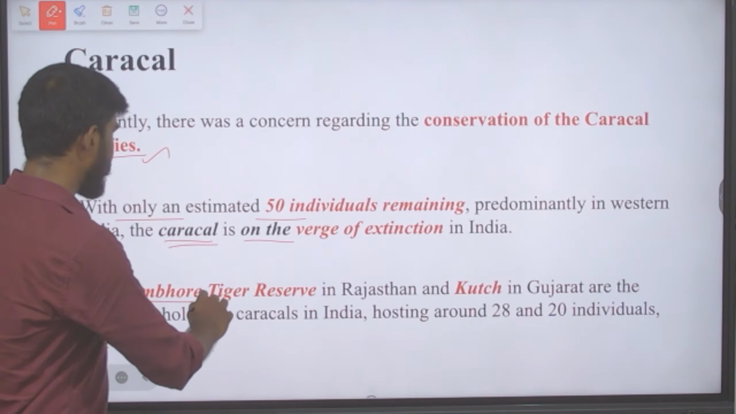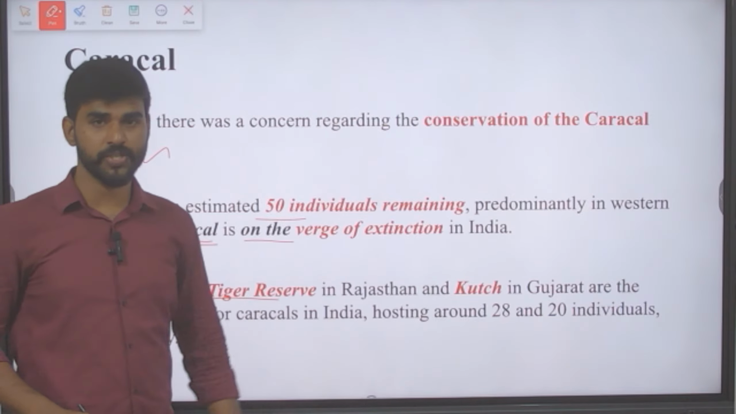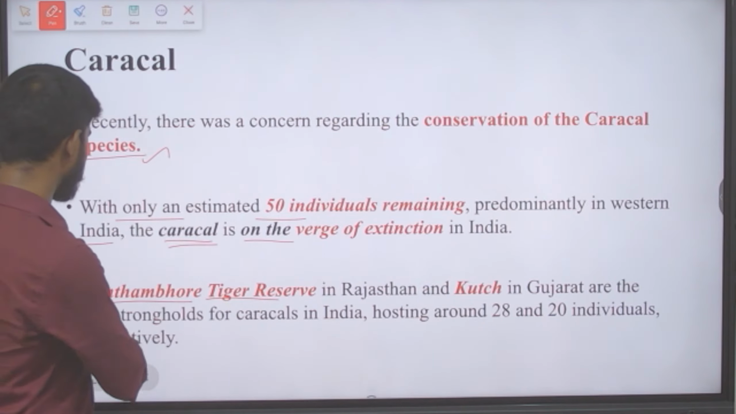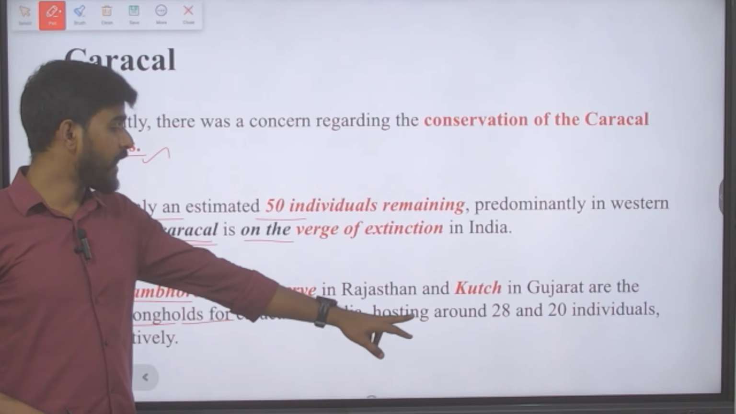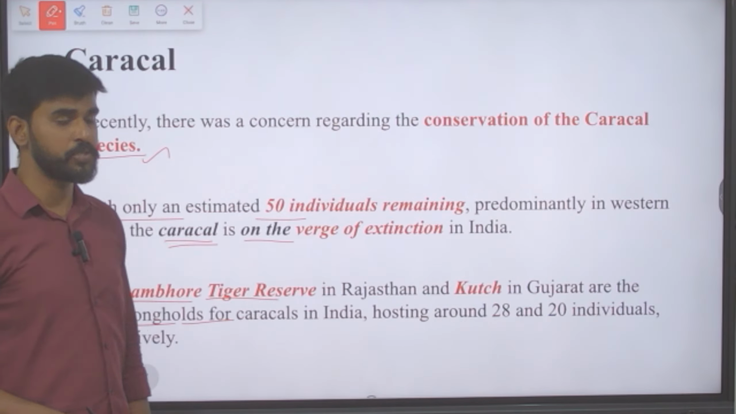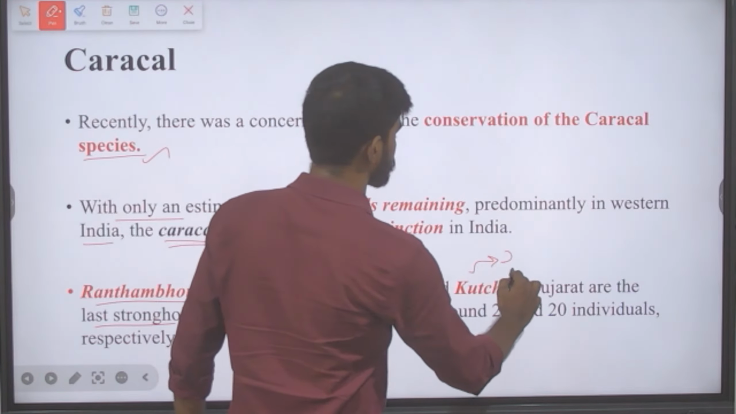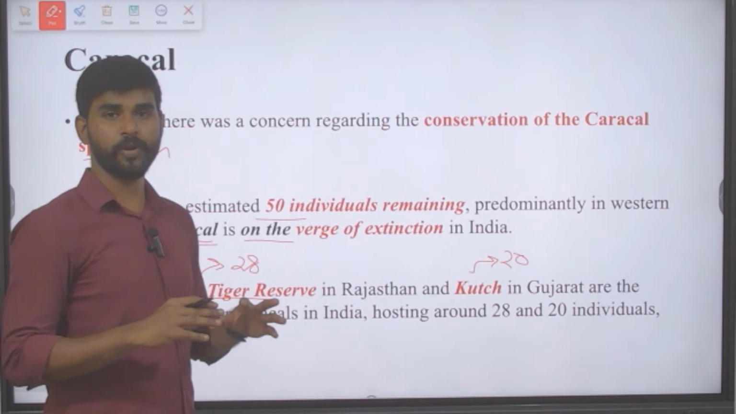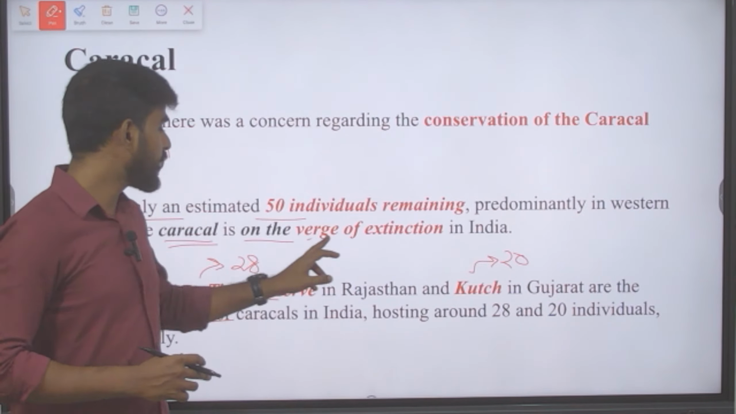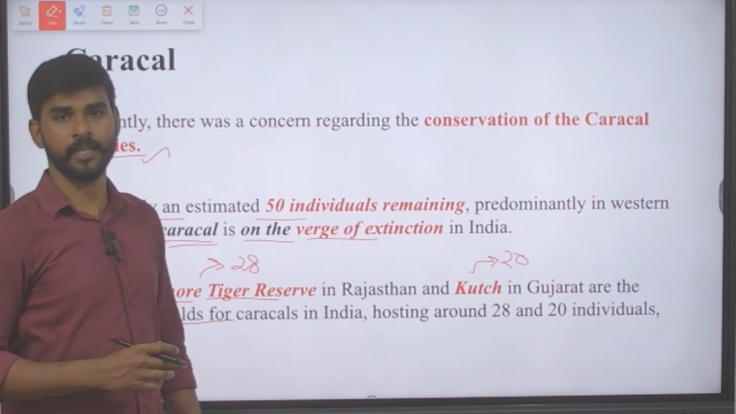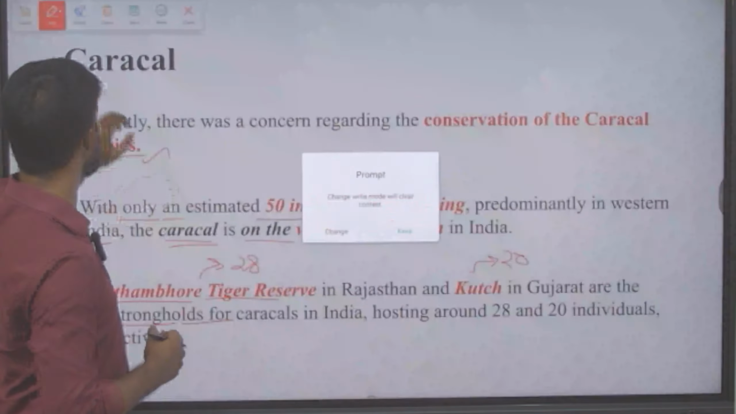And where can we find this Caracal? Ranthambore Tiger Reserve in Rajasthan and Kutch region of Gujarat. These are the two strongholds for Caracals in India, and even there we have 28 and 20 individuals. In Ranthambore we have 28 individuals, and in Kutch we have 20 individuals. Only this much. Okay, so approximately 50 are left. So they are on the verge of extinction in India. Okay, so we need to take conservation efforts to conserve this species, that is caracal.